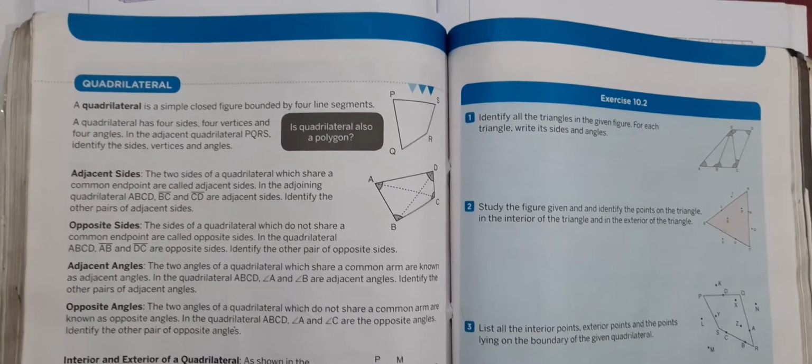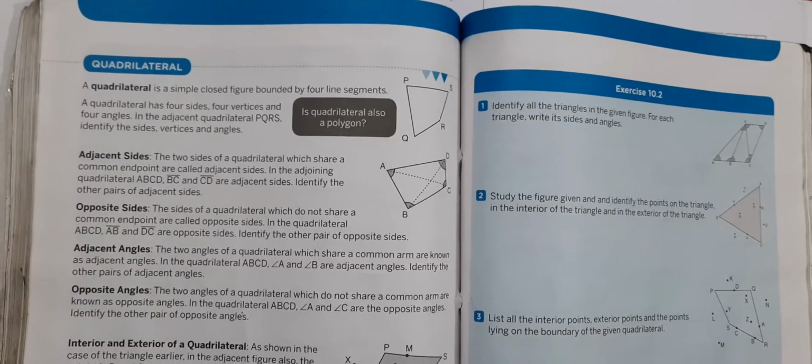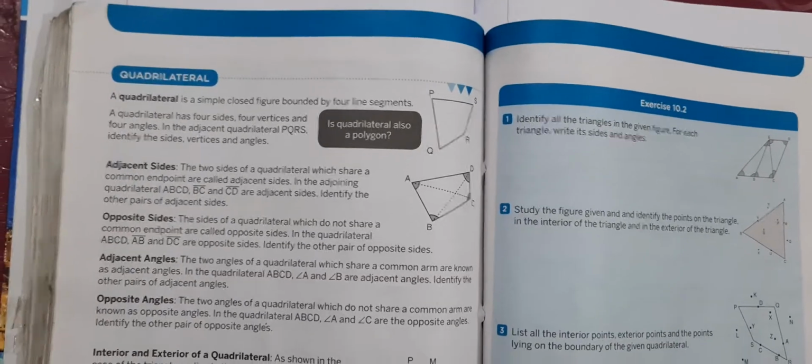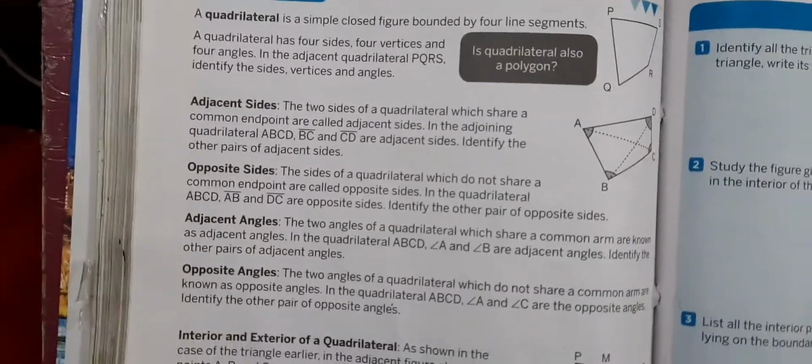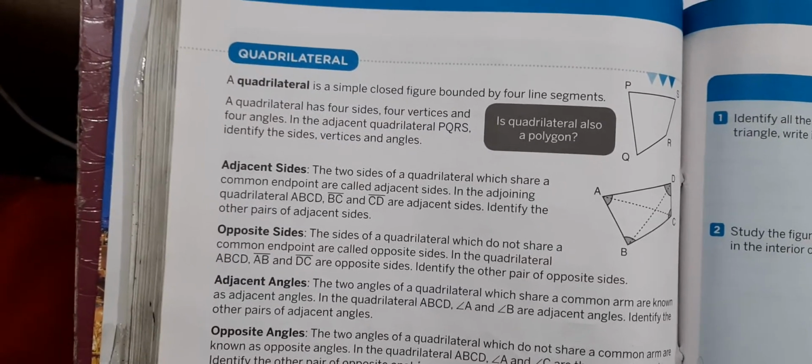Hello everyone. Today in this video we will be starting with the new concept of quadrilaterals of exercise 10.2. So now what are quadrilaterals? A quadrilateral is a simple closed figure which is bounded by four line segments.